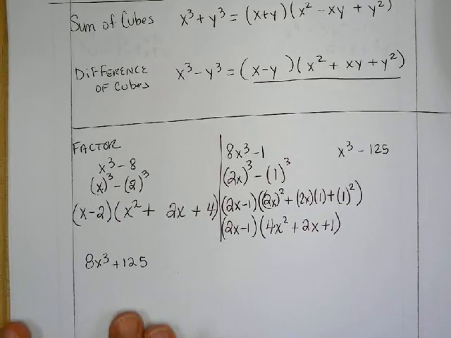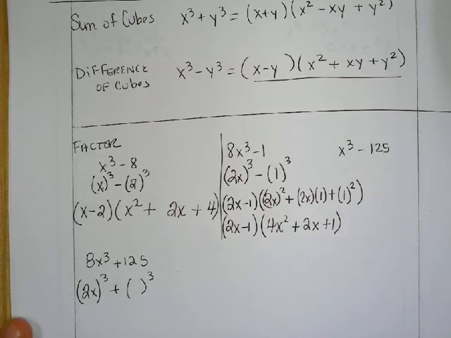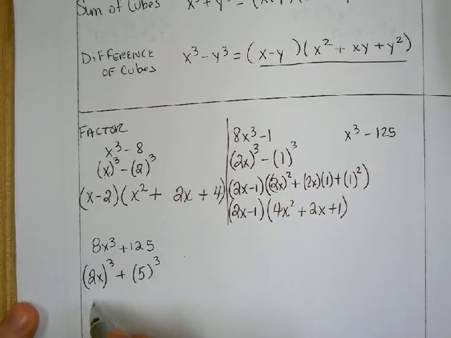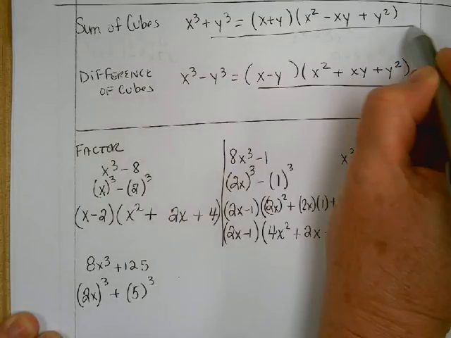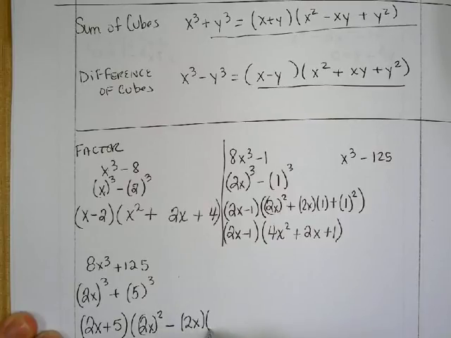Okay, let's do the last example. What is it that you cube to get 8x cubed? 2x. What is it that you cube to get 125? Do 125 to the 1/3 power. See what it tells you. Five. Okay, here we go. You're going to use this formula this time. Start off 2x plus 5 times 2x squared minus 2x times 5 plus 5 squared.